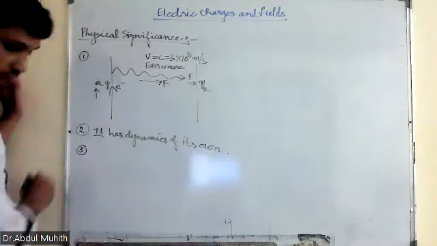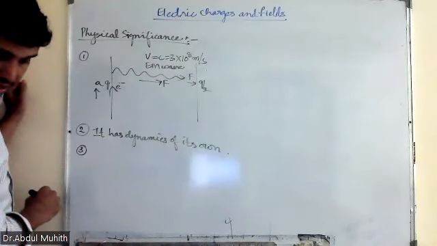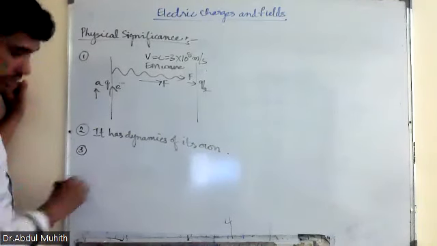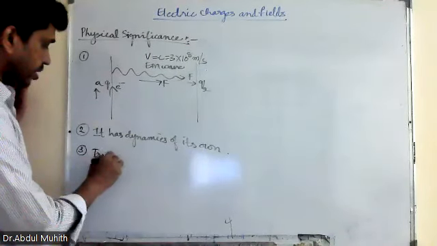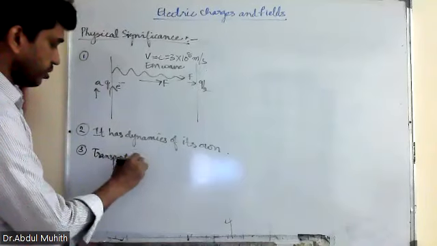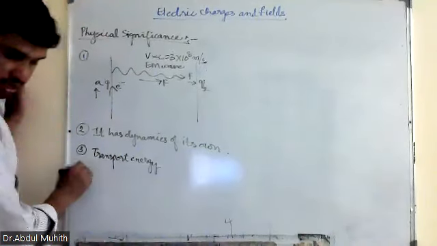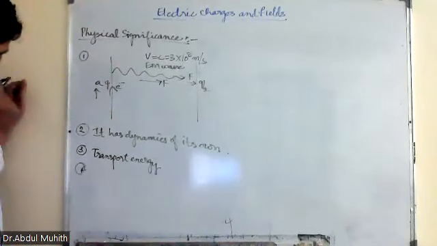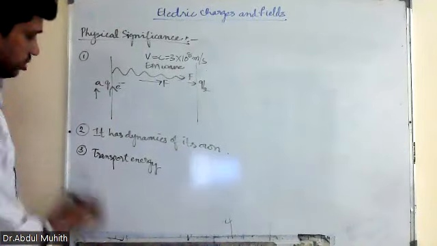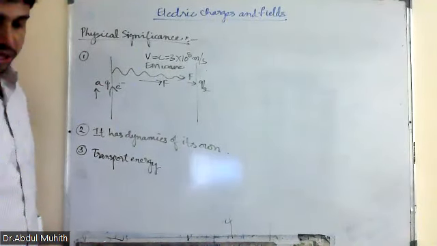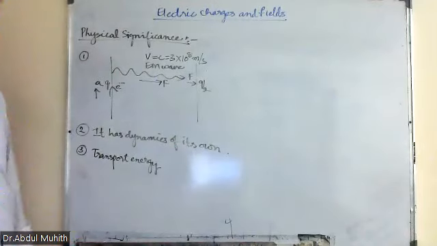The third one is that it can transport energy from one point to another point. The fourth point is that it is Faraday's central concept. So these are the 4 points. Just remember this. Now I'm going to the electric field concept, that is, properties of electric field.